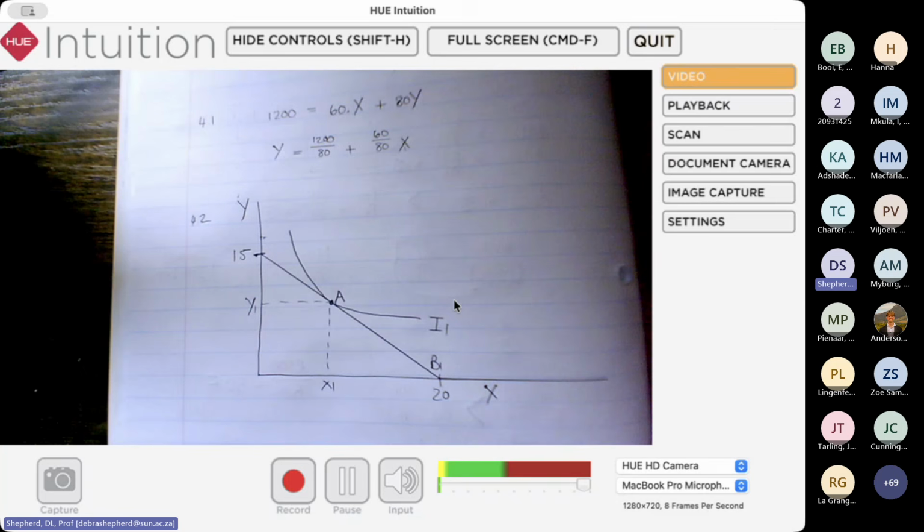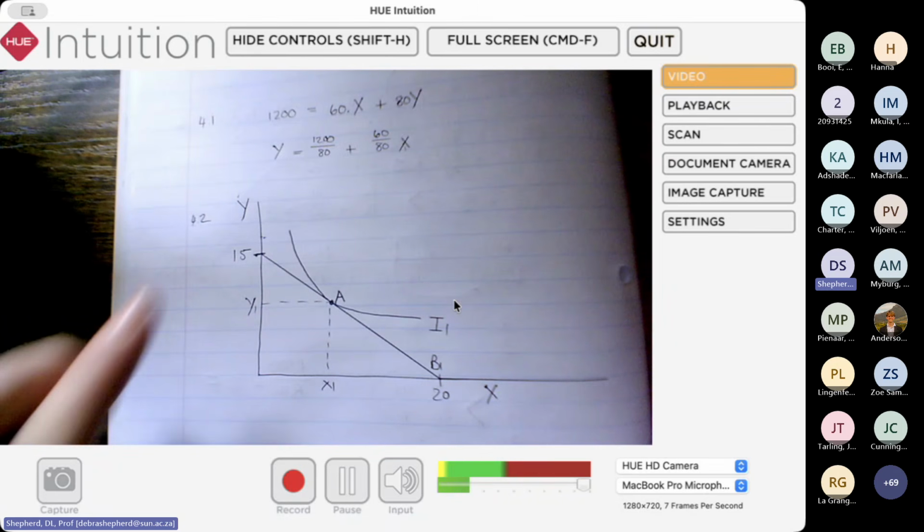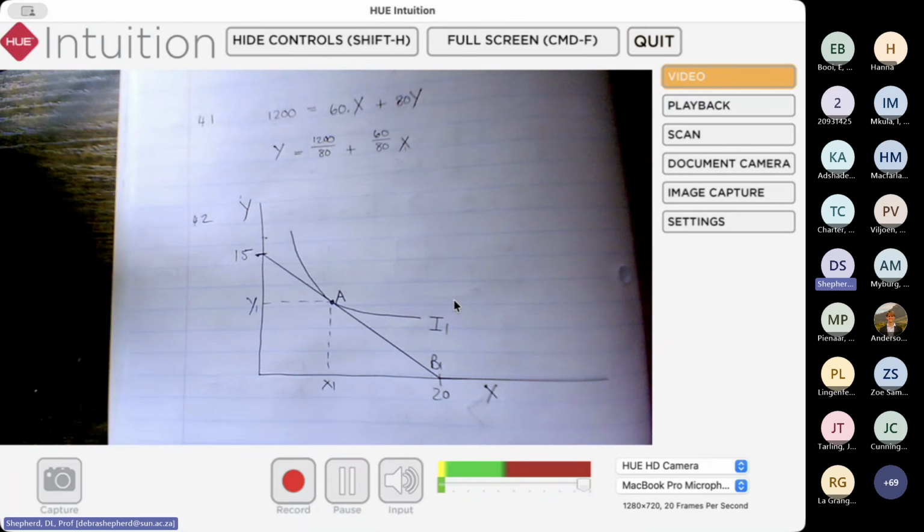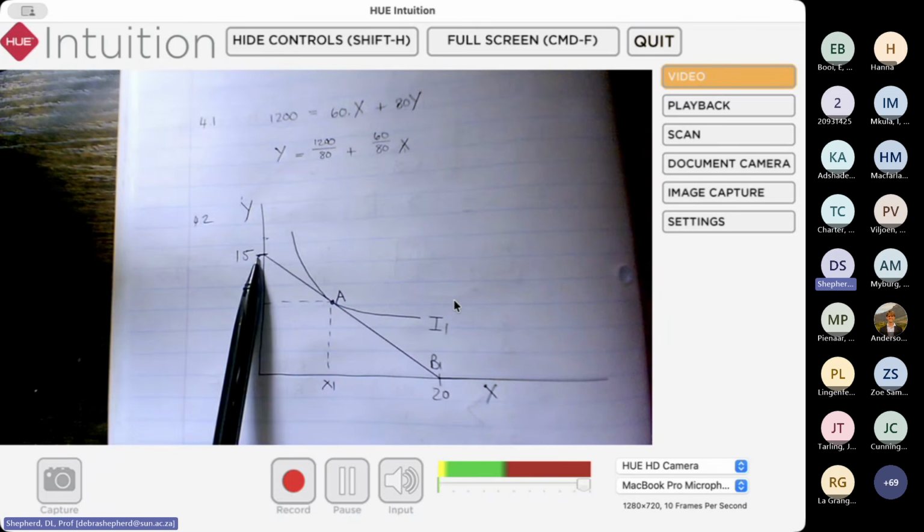If the only thing that is changing is the price of X, it means the y-intercept doesn't change because the y-intercept is made up of income and the price of Y. Those two things aren't changing. So 15 remains 15. The x-intercept will change. The x-intercept is income divided by the price of X. Price of X is now 40. 1,200 Rand divided by 40 means my new maximum consumption of X will be 30. So my new budget constraint is going to connect the intercept of 15 with the intercept of 30, and that is my new budget constraint, B2.